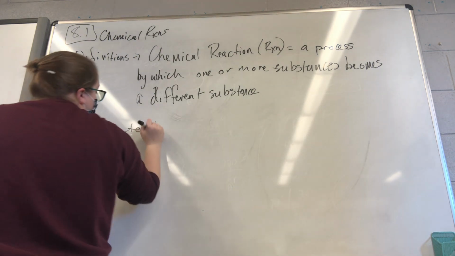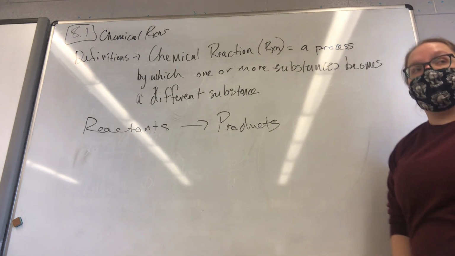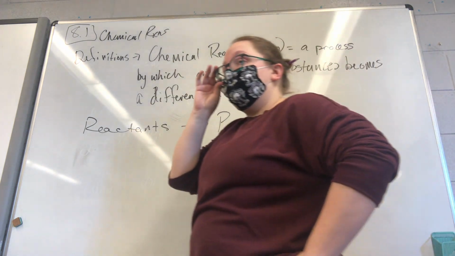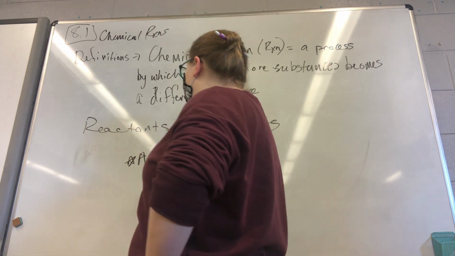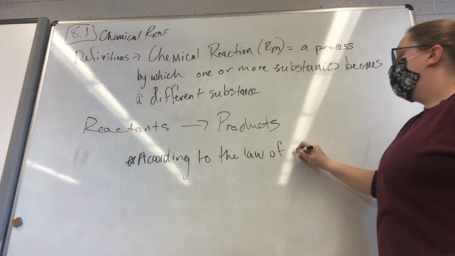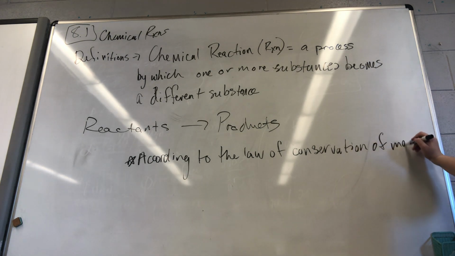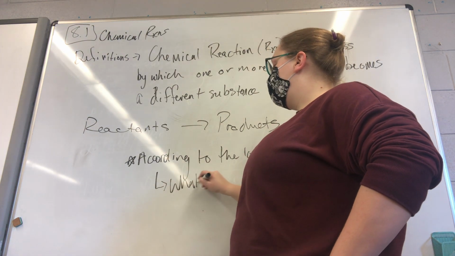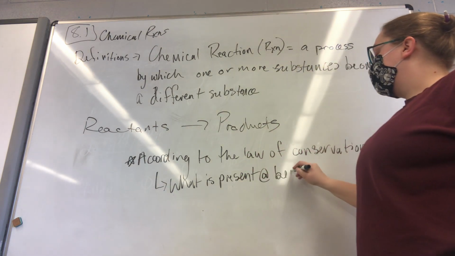When we write chemical reactions, we write them so that the reactants are on the left and the products are on the right. Some rules for chemical reactions, really the big rule: according to the law of conservation of mass, what is present at the beginning must be present at the end.